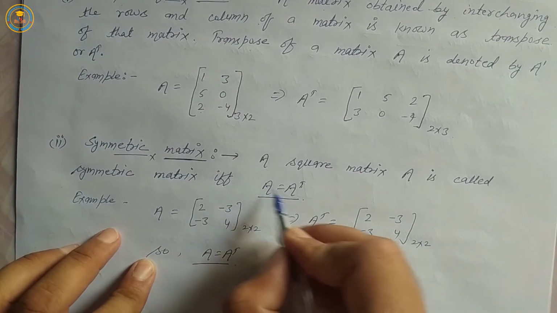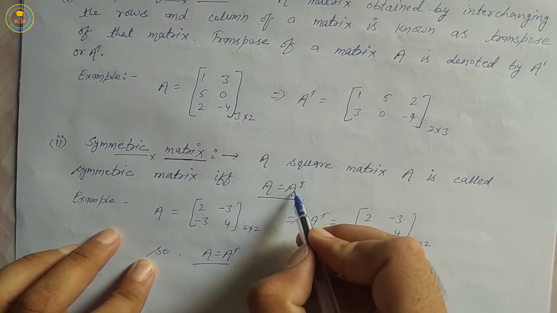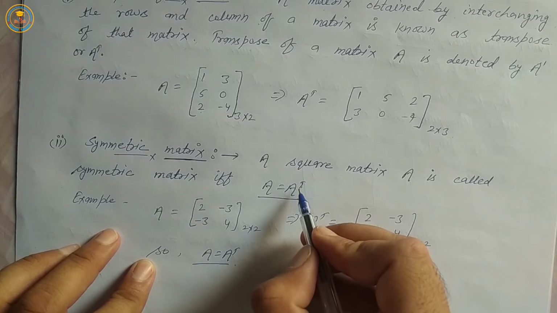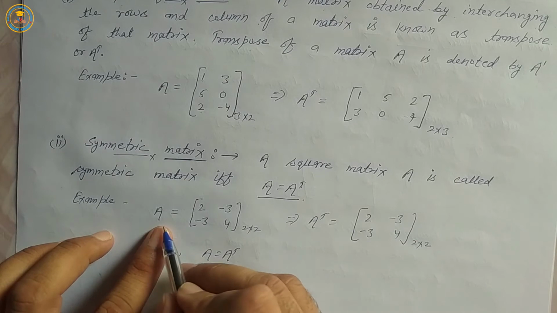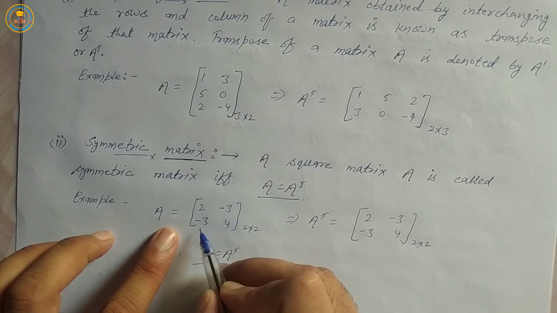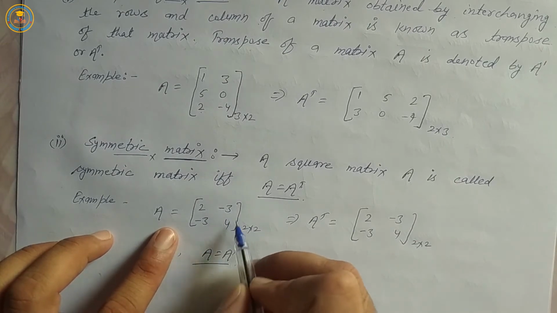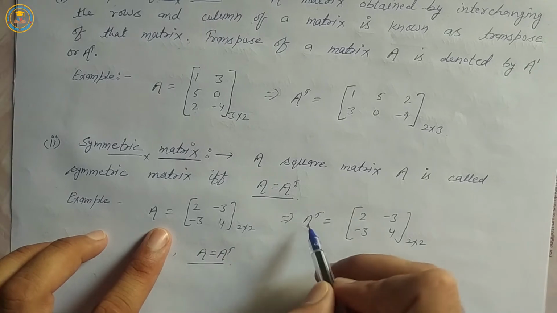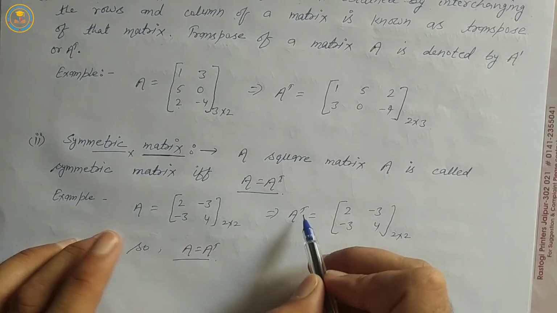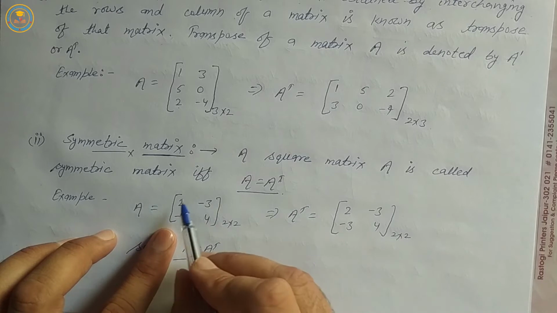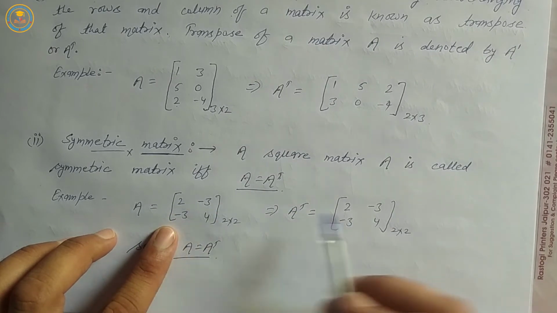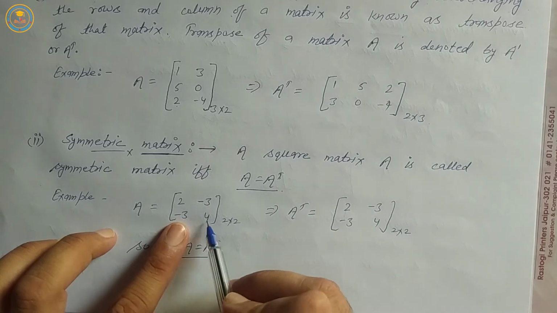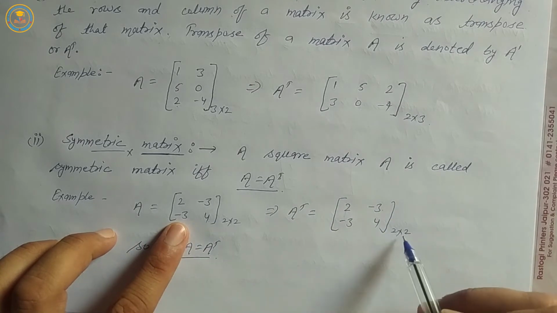It means A is equal to A transpose. For example, matrix A is equal to [2, -3; -3, 4]. The order of matrix A is 2 by 2. The transpose of a matrix is obtained by interchanging rows and columns: [2, -3; -3, 4], which is 2 by 2.